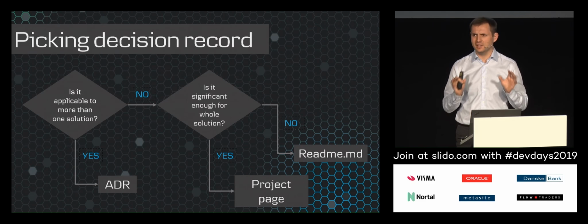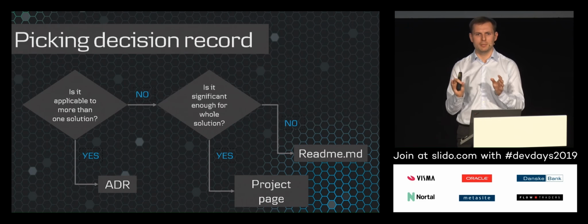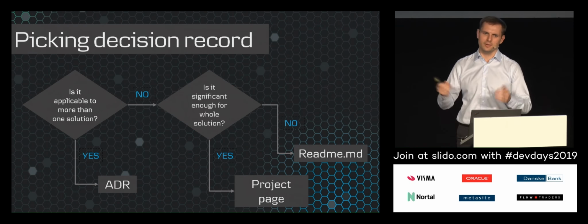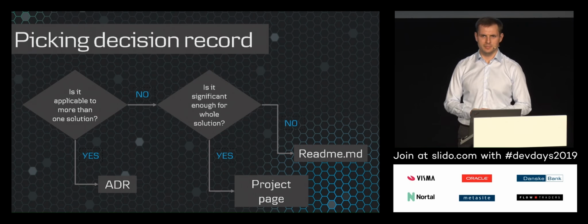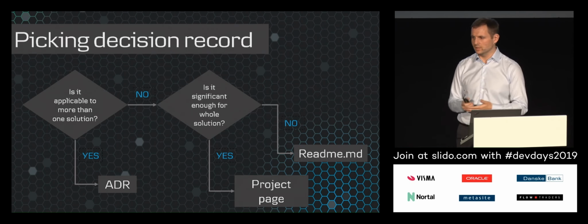Lastly, if this decision is specific only to a single piece of code, one module, one library, one single service, then of course it's a README.md file, because it will have design decisions, less architecture, more design decisions. So it's as simple as that.